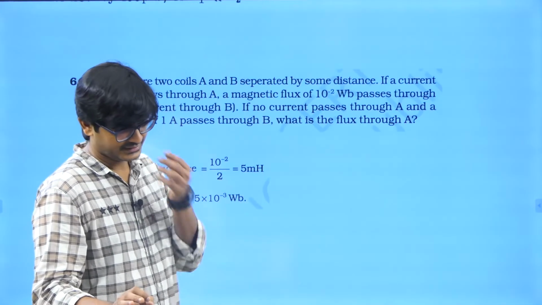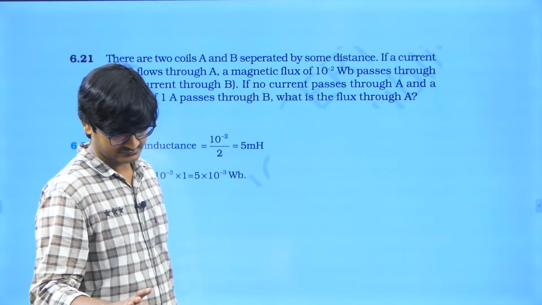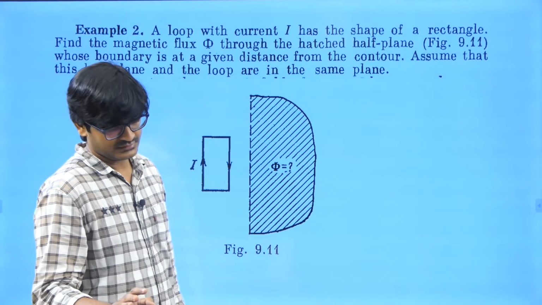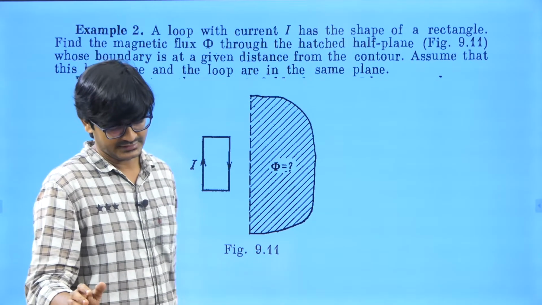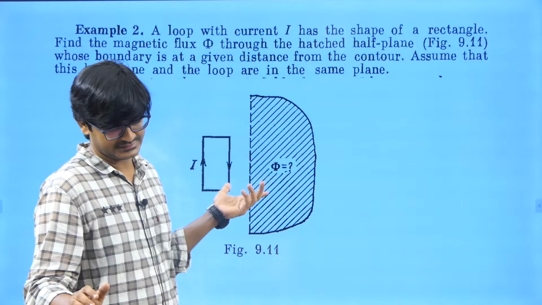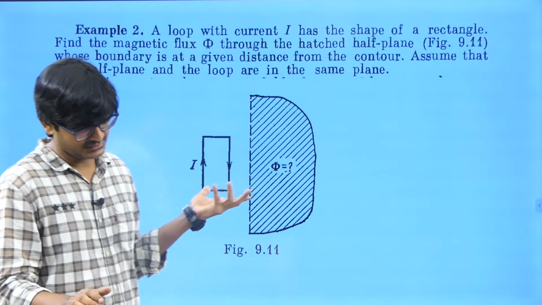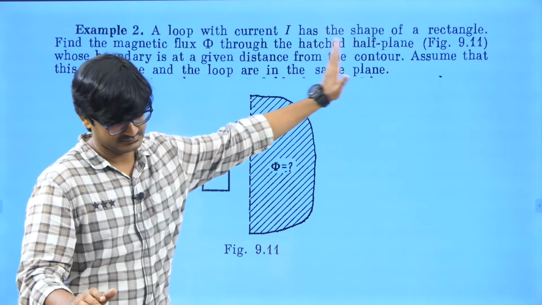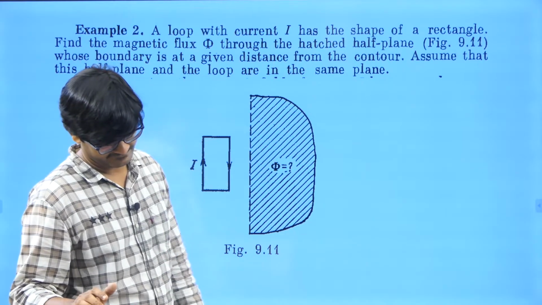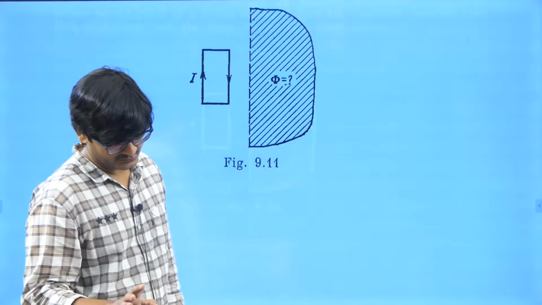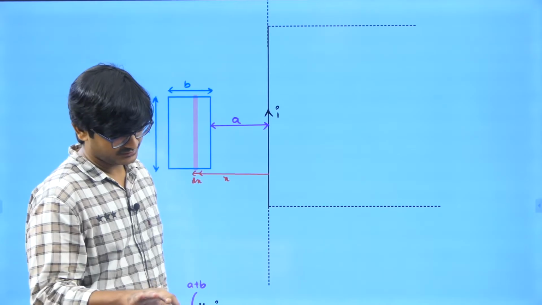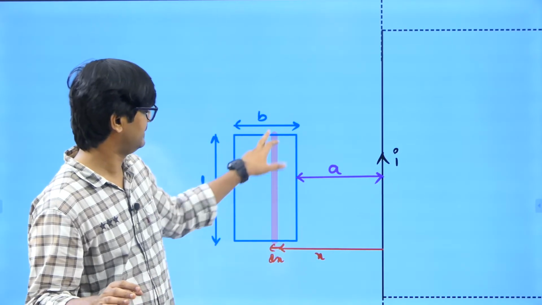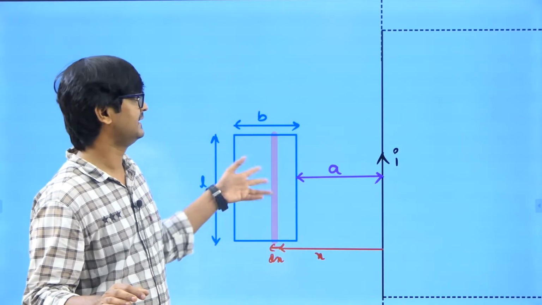Now the next question you can take as practice for you. Again mutual inductance only: a loop with current I is in the shape of a rectangle, find the magnetic flux through the hatched half plane. You need to find the flux through this half plane. Now you need to know the dimensions, so you can just assume the dimensions are A, B and L. But still it is going to be difficult.